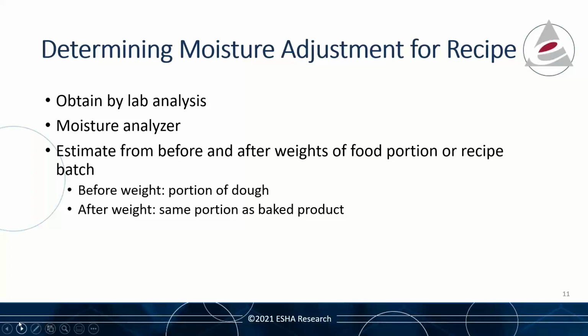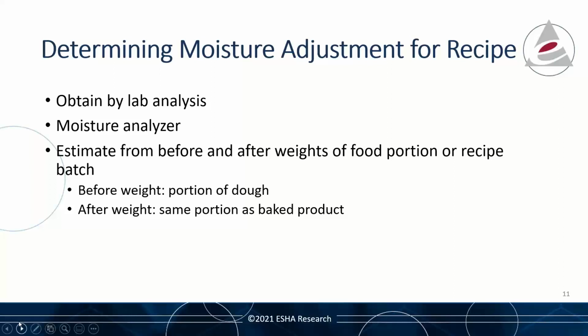If you use instrumentation or a way to measure the moisture content of your food, that's another way to arrive at a target amount, that finished product moisture content. Or you can calculate moisture loss by using before and after weights of a food portion or a batch of the product to determine that moisture loss.